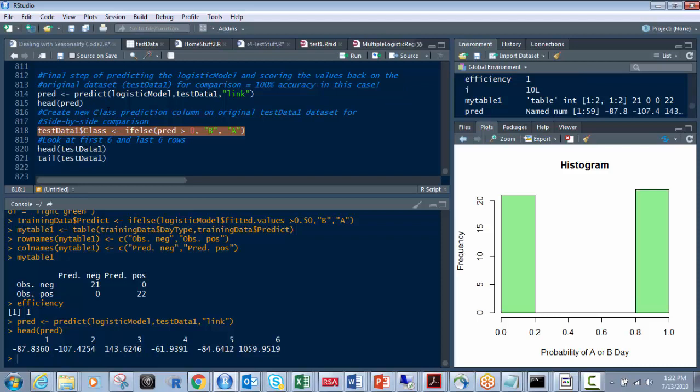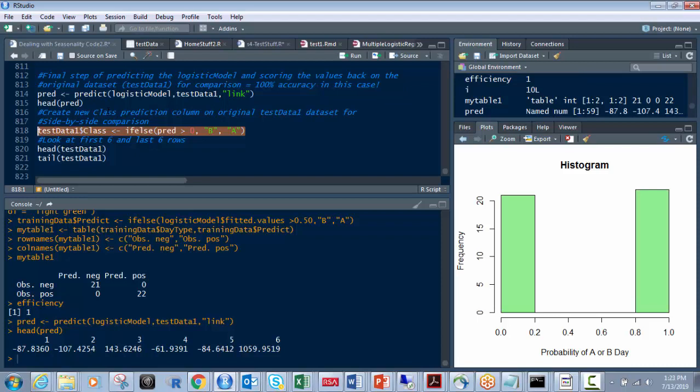Why would we want that? Because we already have day type in there, right? So if we have class, we can go and visually look at day type and class and determine, are they the same or are they wrong? Even though everything above this, all the tests said we're at 100% accuracy, we're going to be very accurate, everything's going to match up. Let's go and take a look.